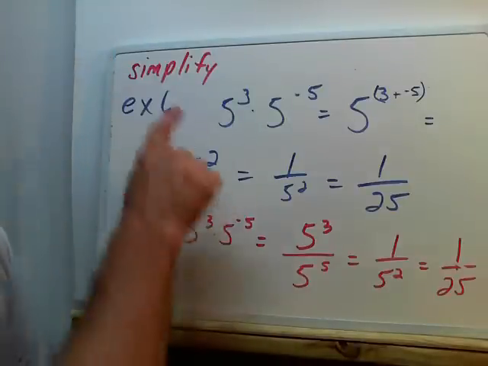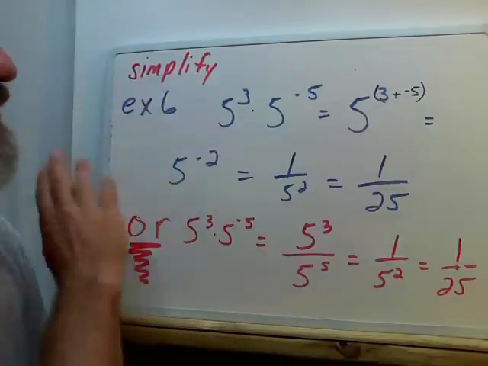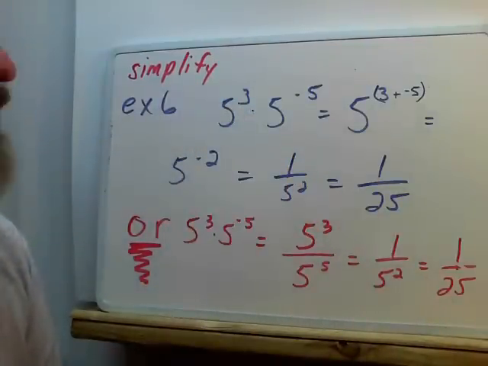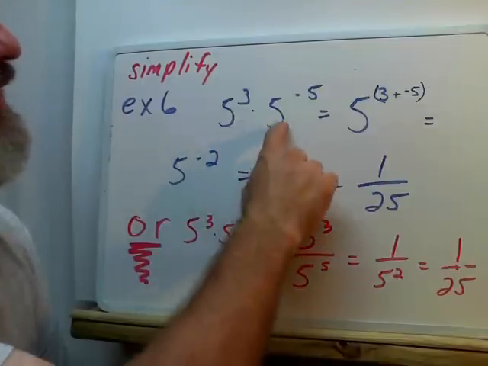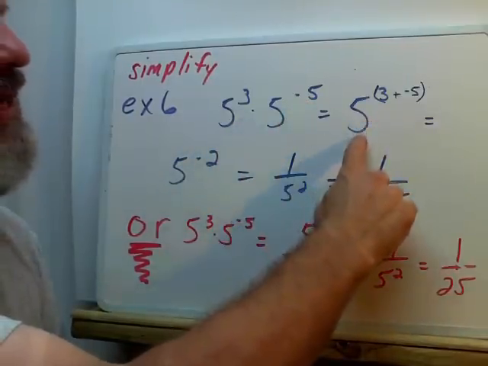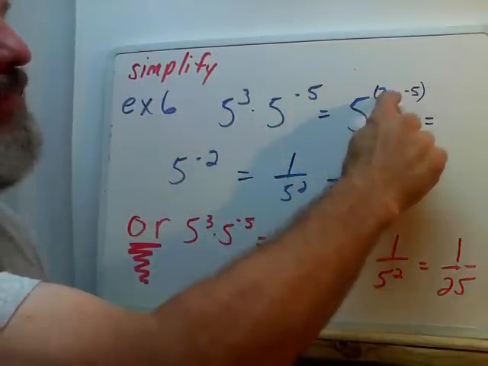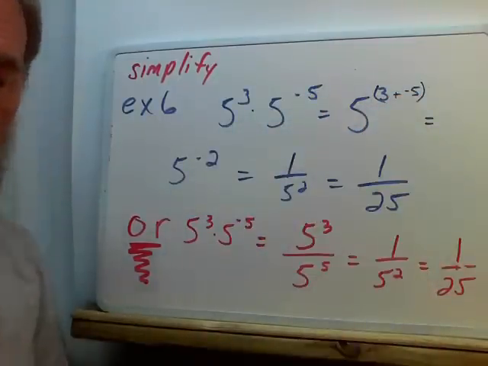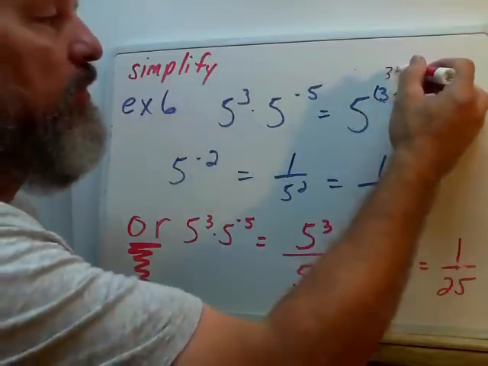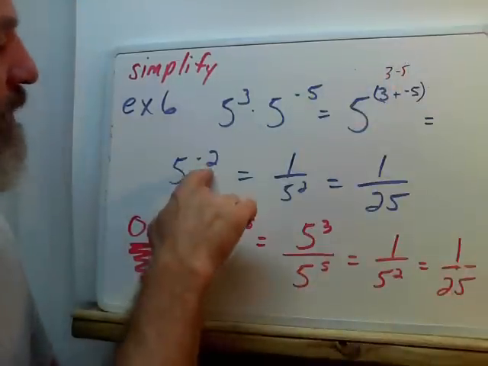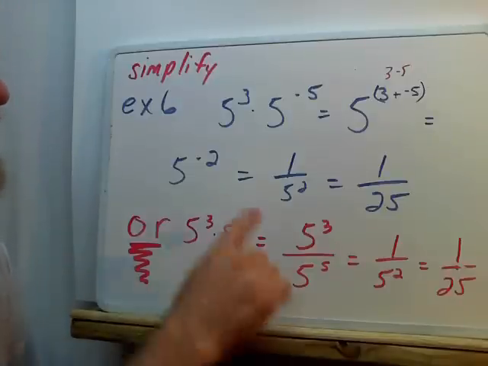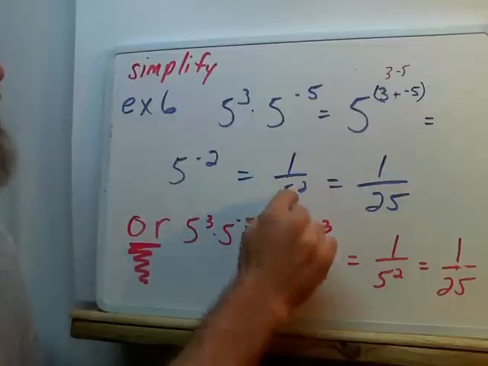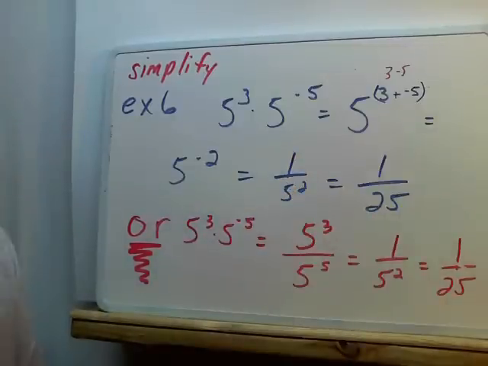Example number 6. Now we're asked to simplify, so we're going to get an answer by the time we're done. We're going to use our laws of exponents. 5 cubed times 5 to the negative fifth is 5 to the 3 plus negative 5. Or I would just write 3 minus 5 in this case. So this is the 3 minus 5 power. And that, of course, is negative 2. And then we can make it positive by moving it to the denominator. Becomes 1 over 5 squared, which is 1 over 25.